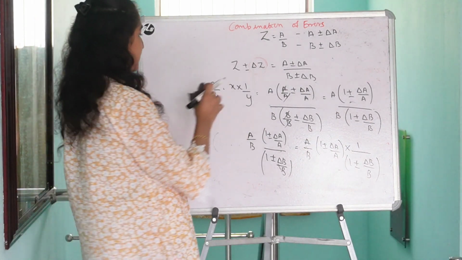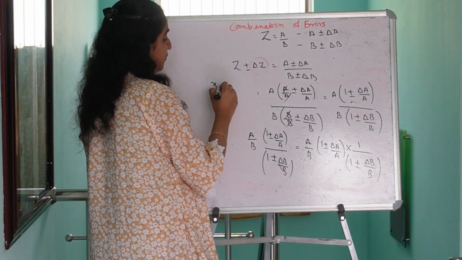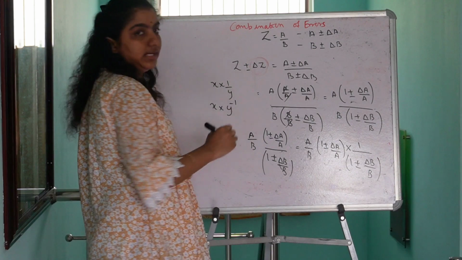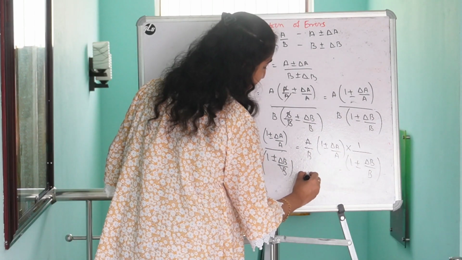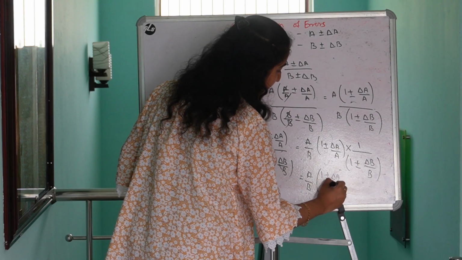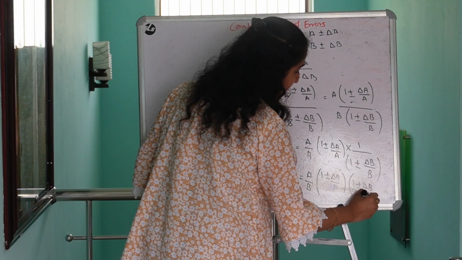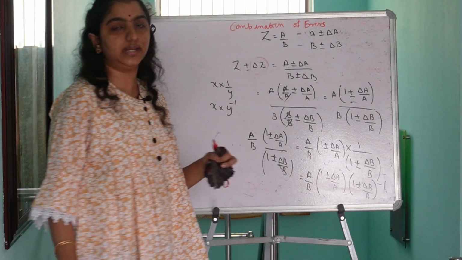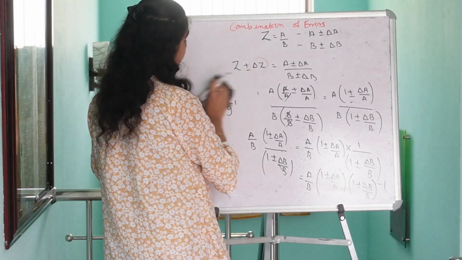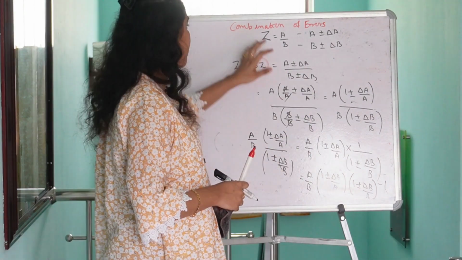Is it clear? Yes. So now, as I told before, we can write x into 1 by y as x into y inverse. So here also I can write a by b into 1 plus or minus del A by A into 1 plus or minus del B by B, the whole inverse. Is it clear, guys? Up to this, is it clear? Yes. So let's see a quick recap up to this, and then we'll move on to the next step.